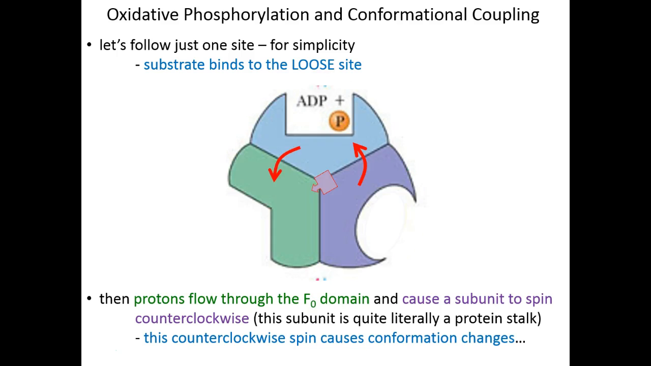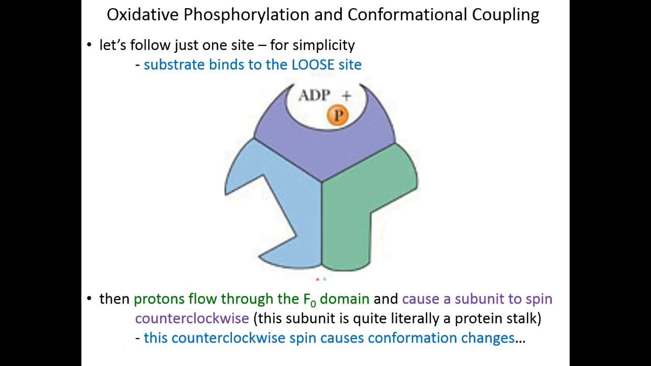So I just did that shift. Again, the substrate's going to stay put. All that's changing is the conformation. So this open unit is going to shift to loose. This tight unit is going to shift to open. And this loose unit is going to shift to tight. I'll do it again. And it shifted as a result of proton movement.